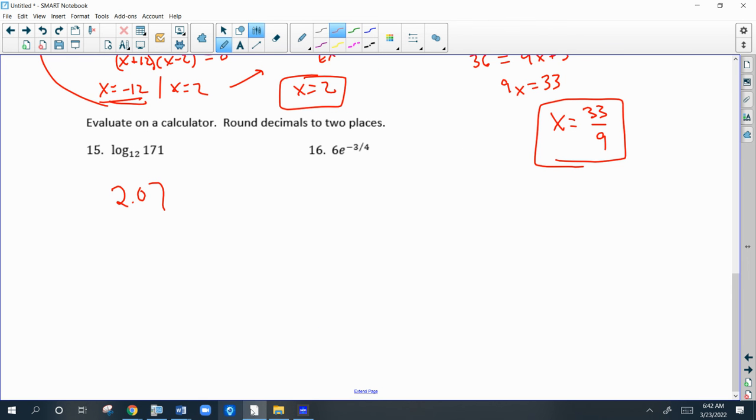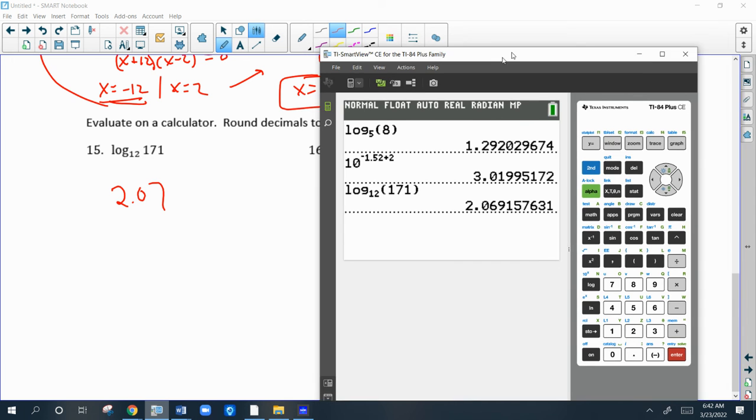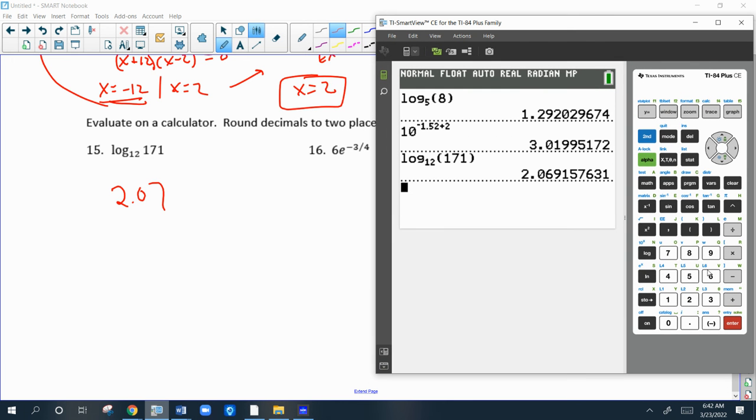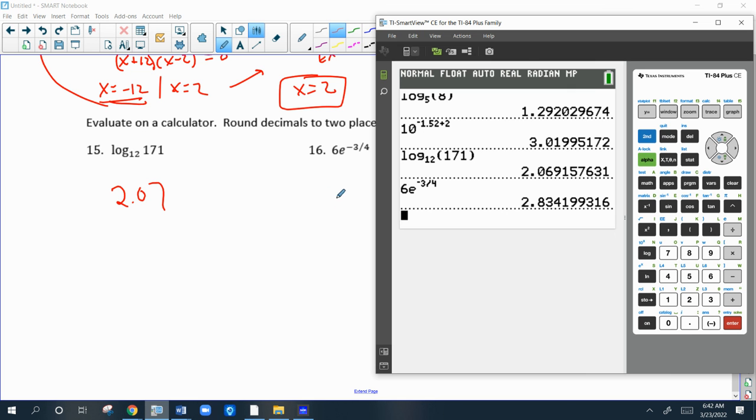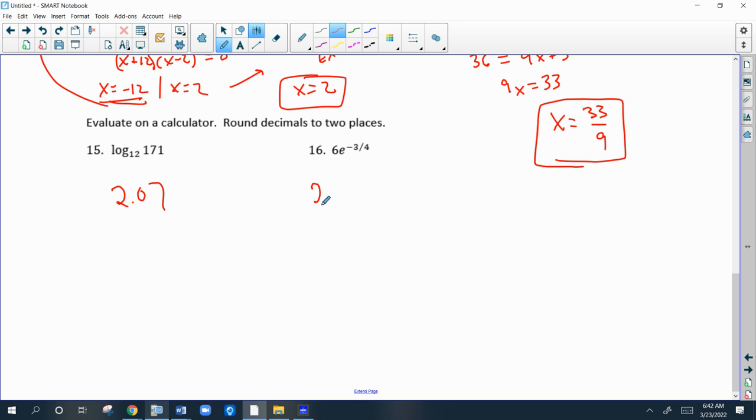And finally 16, that's just plugging it right into the calculator. You just have to find the E. You should know where that is by now, but if you don't, it's right above the natural log. So second ln, negative 3 over 4, and enter: 2.834, so 2.83. That was page 3 of the review. Page 4 is going to come next.